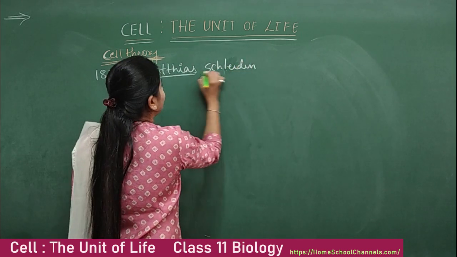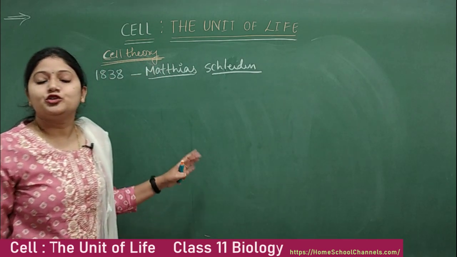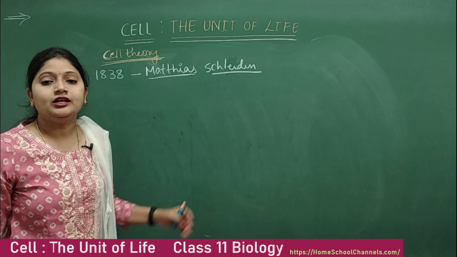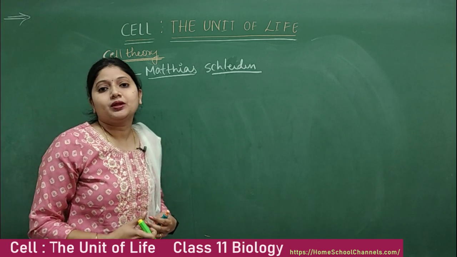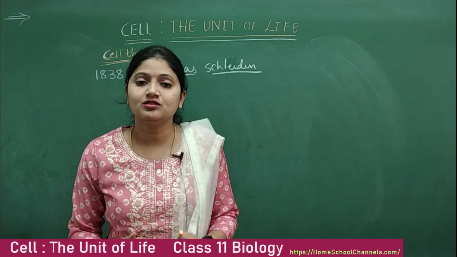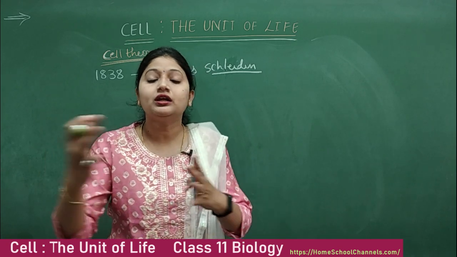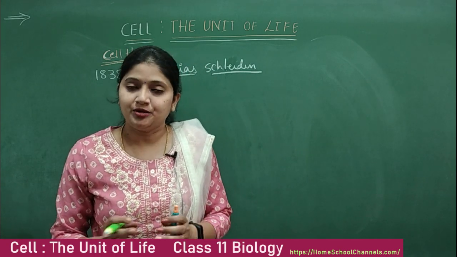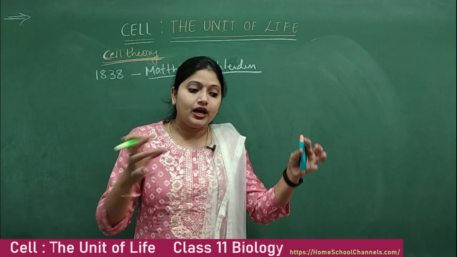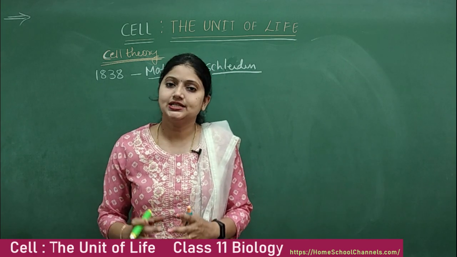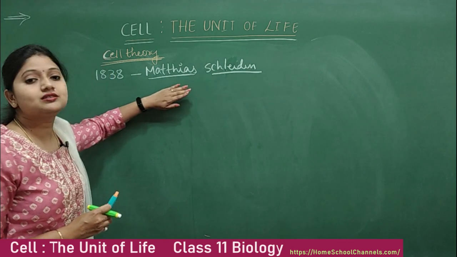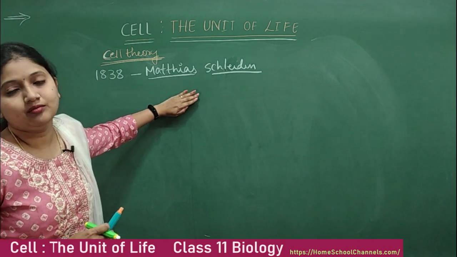Matthias Schleiden is a German botanist, and he is the one who stated that all plants are made up of different types of cells, which together constitute a tissue. It means that all plants are made up of different tissues, and a tissue is a group of cells. This statement was put forth by Matthias Schleiden, a German botanist.